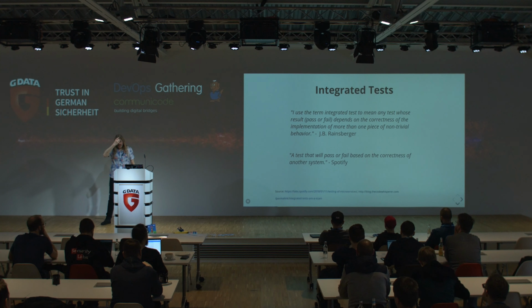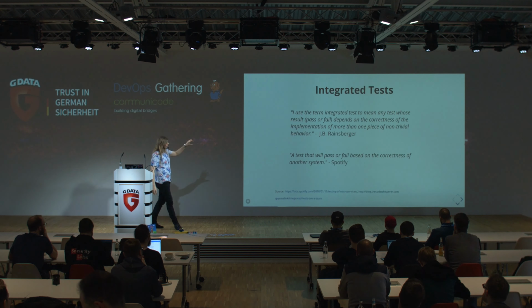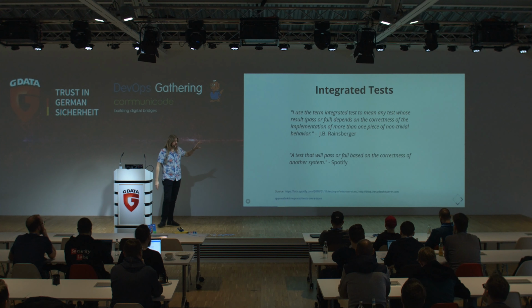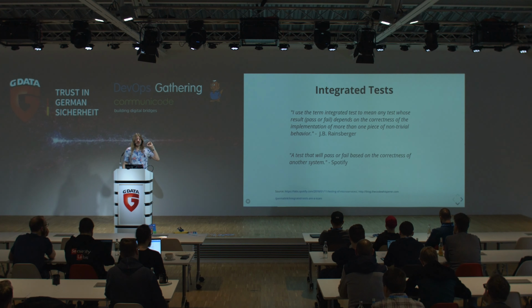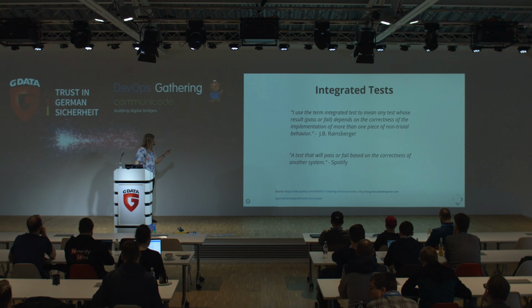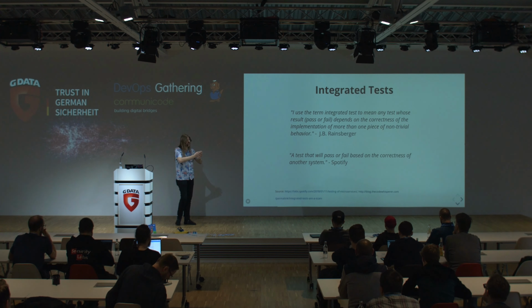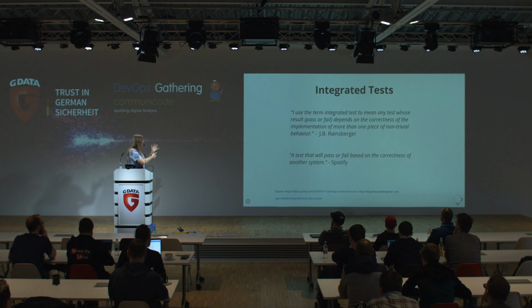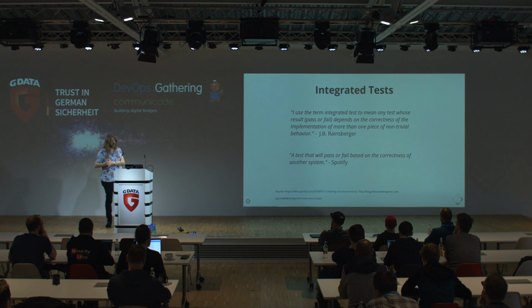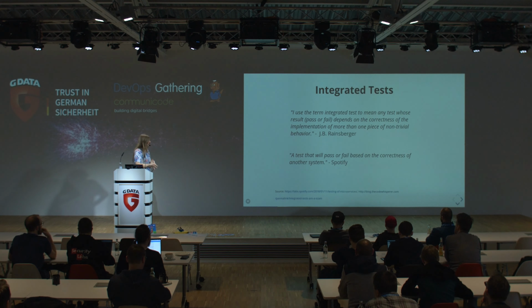So I will shortly give the definition of an integrated test. It was first referenced in a blog post from J.B. Rainsberger, who is very well known in the TDD community. He defines it as follows: I use the term integrated test to mean any test whose result, pass or fail, depends on the correctness of the implementation of more than one piece of non-trivial behavior. So this is an integrated test, and they are an anti-pattern. You want to have as few of them as possible. A slightly easier explanation by Spotify would be a test that will pass or fail based on the correctness of another system.